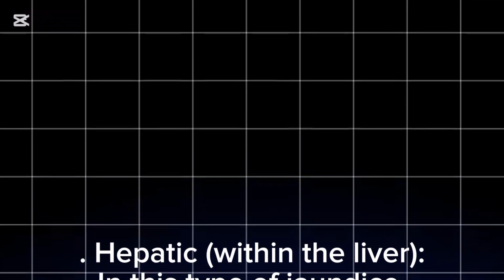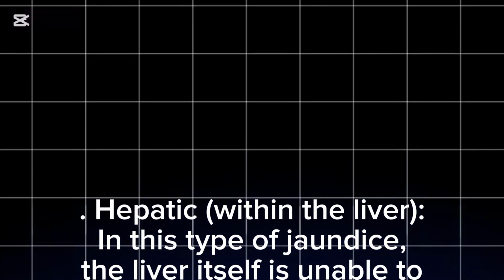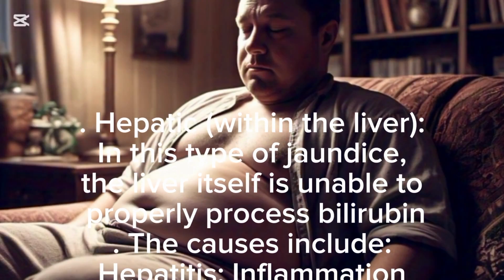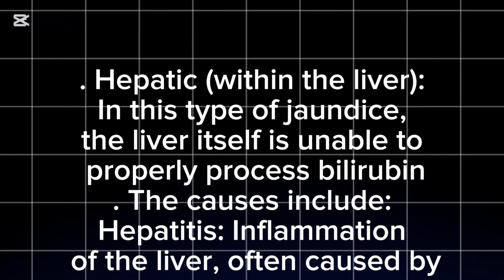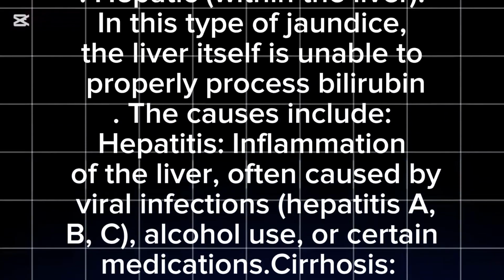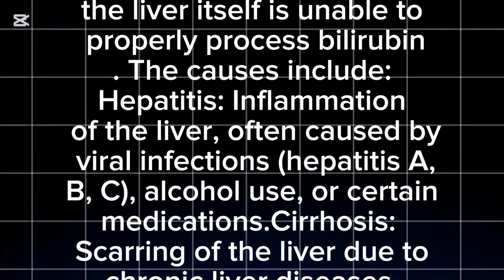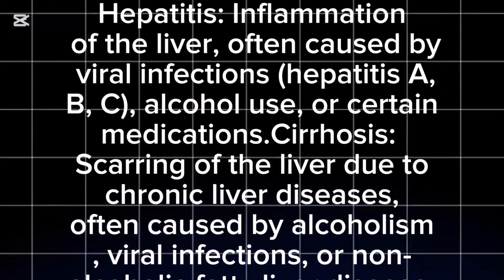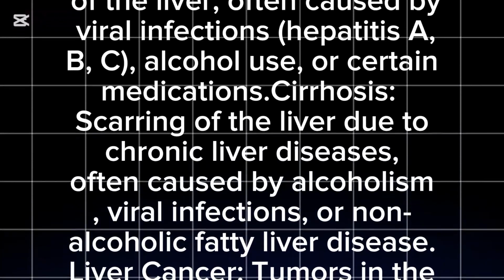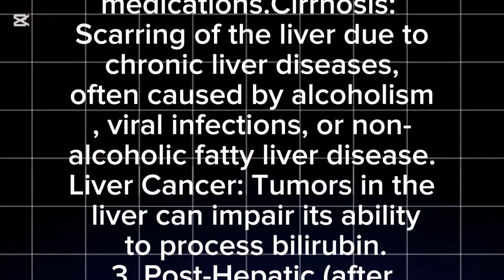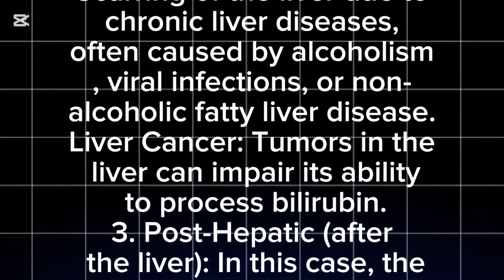2. Hepatic. Within the liver, in this type of jaundice, the liver itself is unable to properly process bilirubin. The causes include hepatitis, inflammation of the liver, often caused by viral infections, hepatitis A, B, C, alcohol use, or certain medications. Cirrhosis, scarring of the liver due to chronic liver diseases, often caused by alcoholism, viral infections, or non-alcoholic fatty liver disease. Liver cancer, tumors in the liver, can impair its ability to process bilirubin.